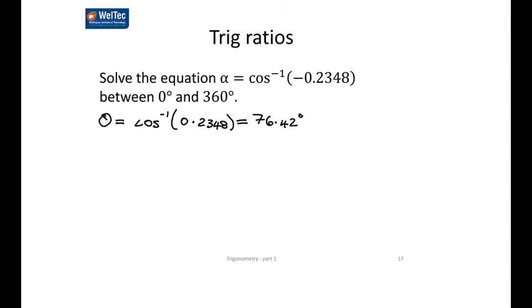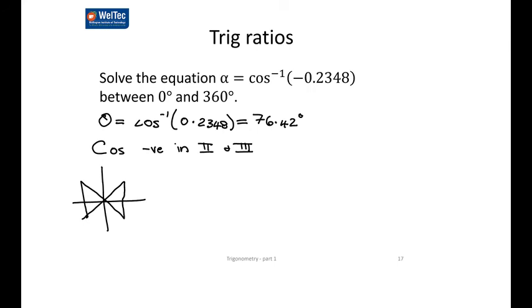Now, where is cos negative? Cos is negative in quadrants, let's remember, 2 and 3. So, quick sketch. In quadrant 2, then we're going to be 180 minus 76, or in quadrant 3, it's going to be 180 plus 76.